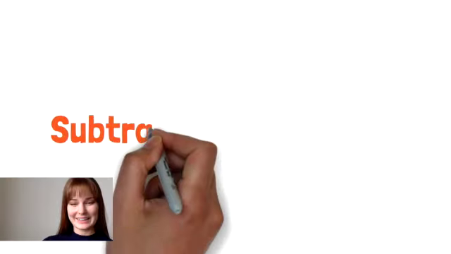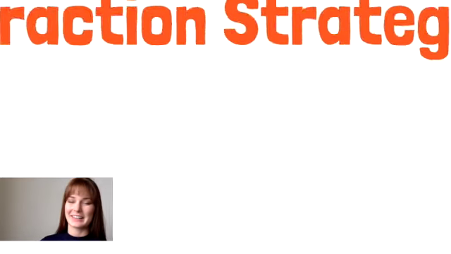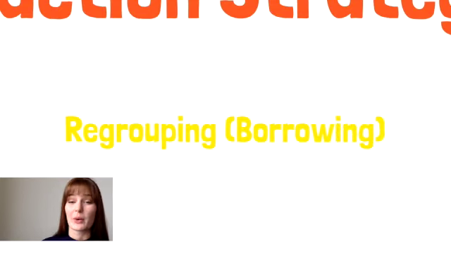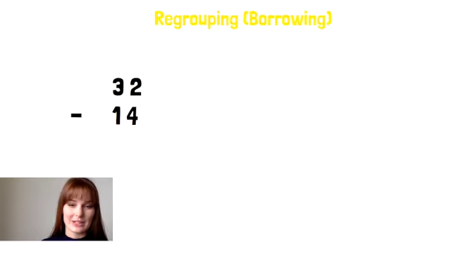Is everyone still awake? Everyone still with me? We'll go through one last subtraction strategy together. This one we'll be looking at is the regrouping or borrowing strategy. So let's have a look at 32 take away 14.